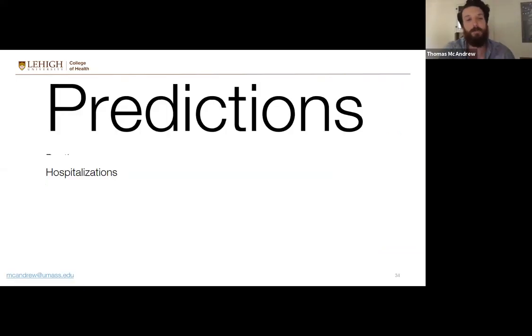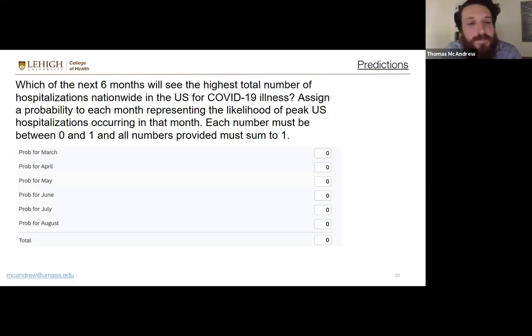Next slide, please. Okay, let's talk about hospitalizations. Next slide. The question we asked: which of the next 6 months will see the highest total number of hospitalizations nationwide in the US for COVID-19 illness? Assign a probability to each month representing the likelihood of peak US hospitalizations occurring in that month. And there are 2 requirements: your probabilities have to be between 0 and 1 and sum to 1. Next slide, please.